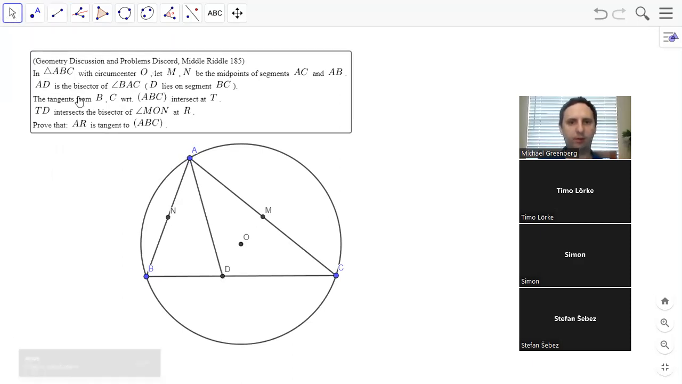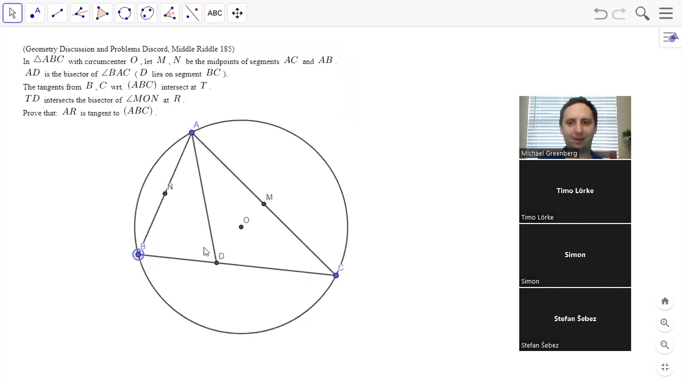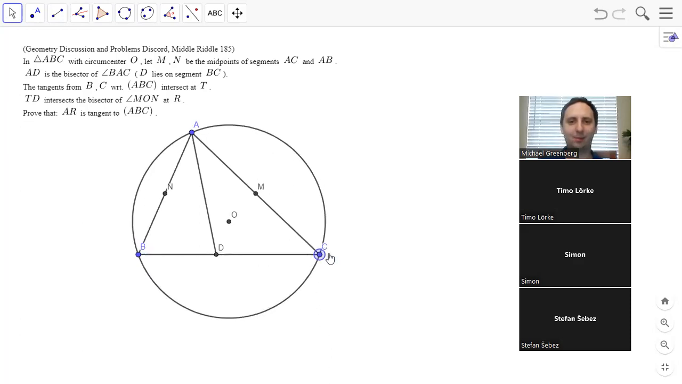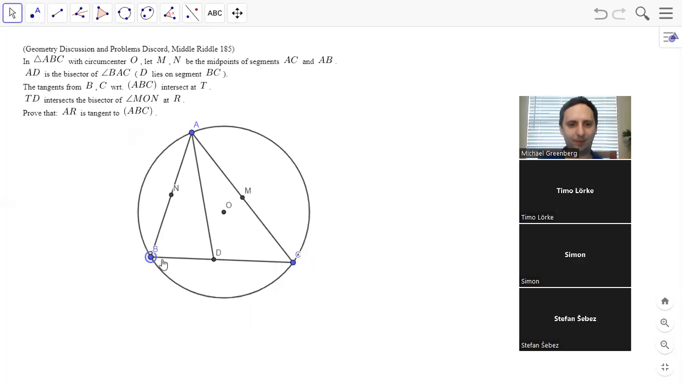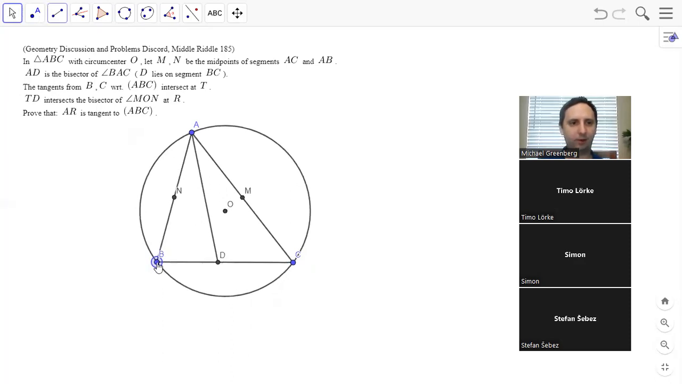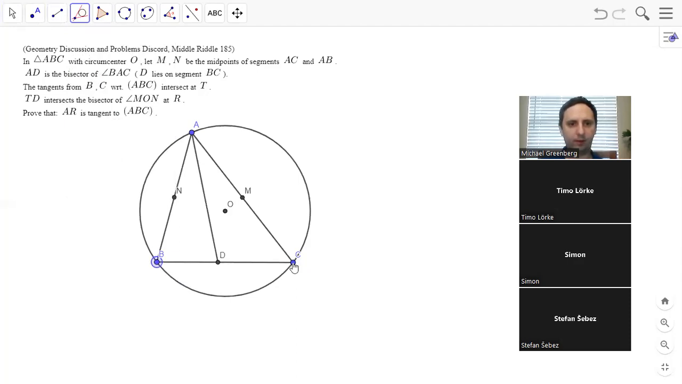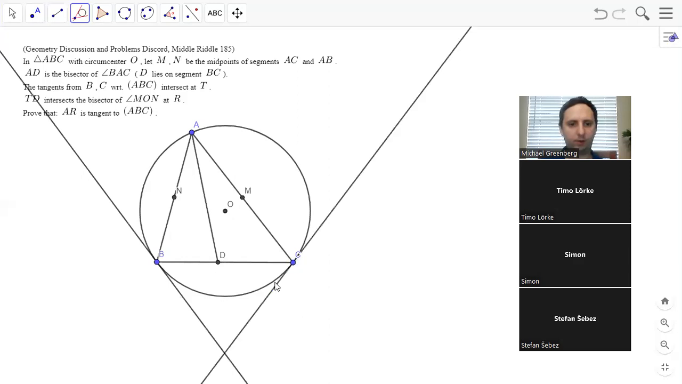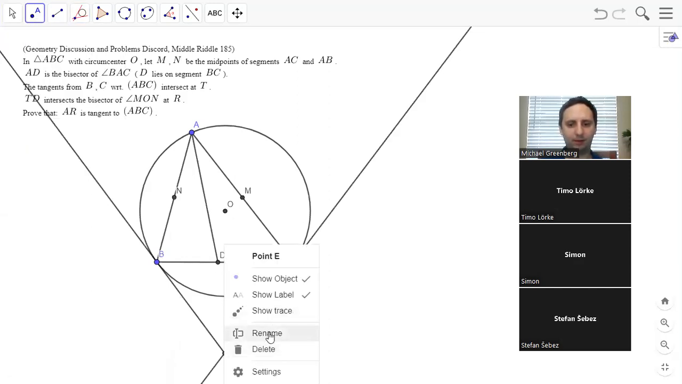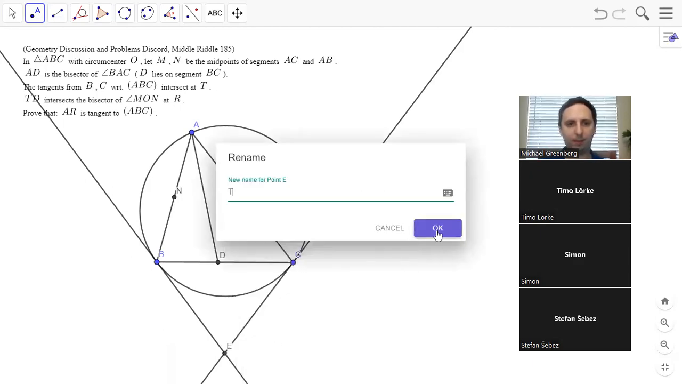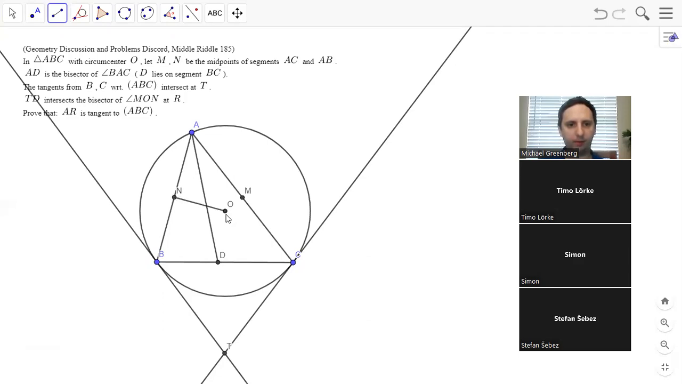All right, so this is a middle riddle. So it's supposedly easier than maybe the ones we did last week, but we'll see if it's really easier or not. All right, so let's draw the tangents, and they intersect at T. And then we draw TD. I haven't seen many problems where it has TD, so that's kind of interesting. So we draw the angle bisector of MON, and we see where it meets TD.